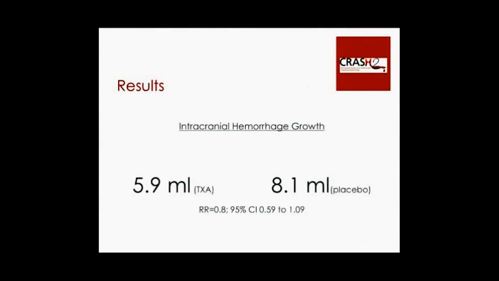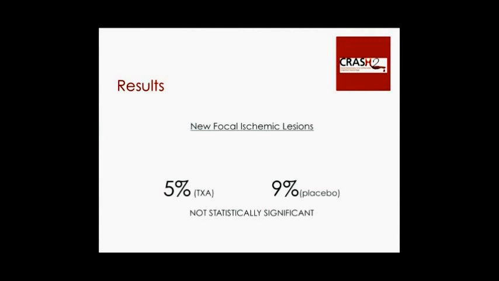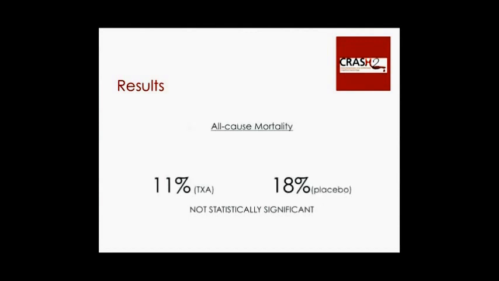So there was a statistically insignificant difference in terms of internal hemorrhage growth. 6 milliliters in the TXA group compared to 8. There was no significant difference between new focal ischemic lesions. So remember the vasospasm issue? That's what they wanted to look at as well. No difference. And in terms of all-cause mortality, no statistical difference.